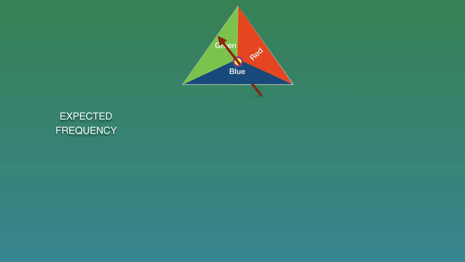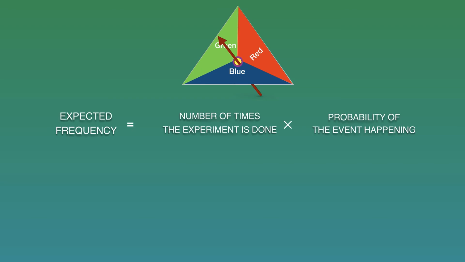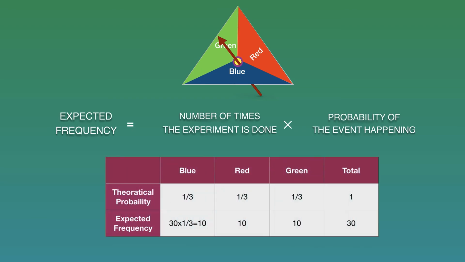Expected frequency is given by multiplying the number of times the experiment is done by the probability of the event happening. Say we spin the spinner 30 times. If the spinner is fair, the theoretical probability of landing on blue, red and green is exactly 1/3. To find the expected frequency, we can multiply the probability by the total number of trials, which is 30 in this case. And if you do that, it gives you exactly 10 observations for each color.